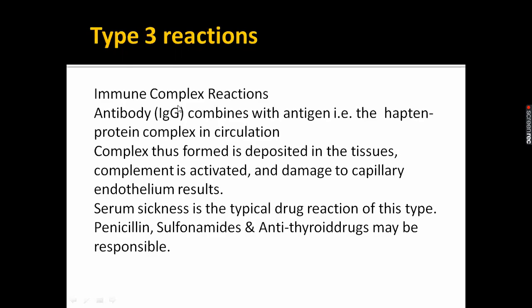Then coming to the type 3 reactions, that is immune complex reactions. So IgG antibody combines with the antigen, that is the hapten protein complex in circulation. So the complex thus formed is deposited in the tissues. So the complement is activated and damage to the capillary endothelium is seen.